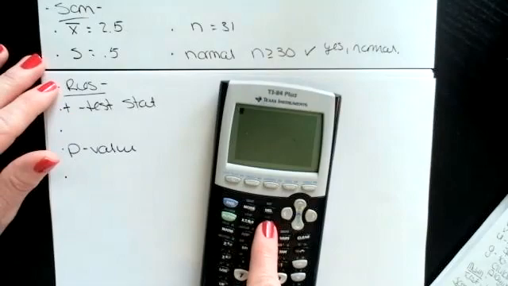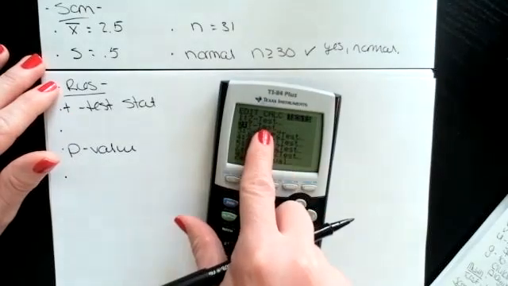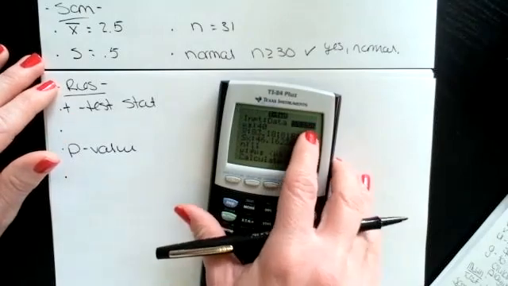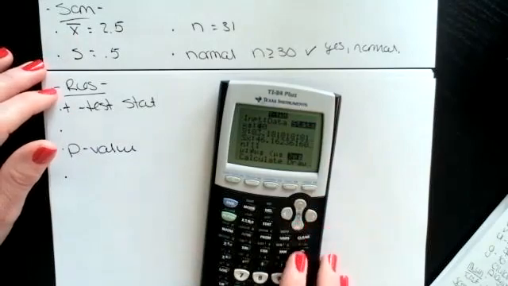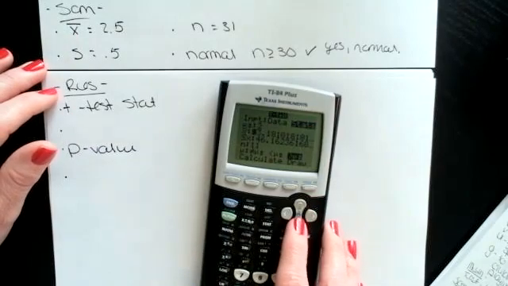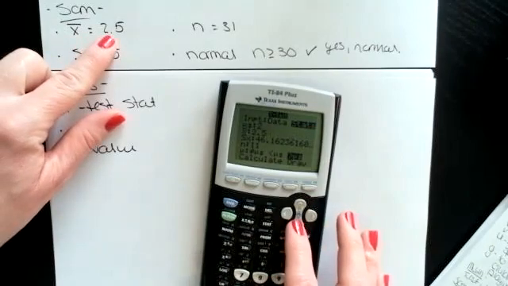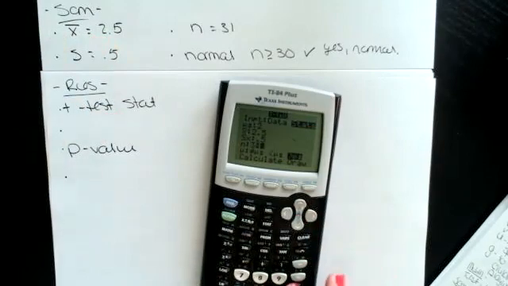All right, so I'm going to go to stat, arrow over to test. Now this one is option number 2, t-test. So t-test, I have stats. Stats means I have X bar and S. Mu naught is the center, that is 2. X bar is 2.5, it's my sample mean. S is 0.5, my sample standard deviation, N is 31.